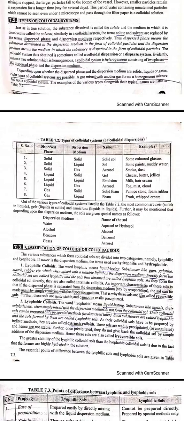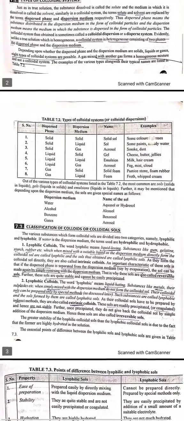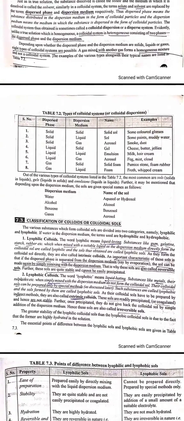If the dispersed phase is liquid and the dispersion medium is also liquid, then the name will be emulsions, and examples will be milk, hair cream. Then if the dispersed phase is liquid and the dispersion medium is gas, then the name will be aerosol, and examples will be fog, mist, cloud. If the dispersed phase is gas and the dispersion medium is liquid, the name will be foam, and examples will be froth, whipped cream. Out of the various types of colloidal systems listed in table 7.2, the most common are solids in liquids, then gels, liquids in solids, and then emulsions, liquids in liquids.